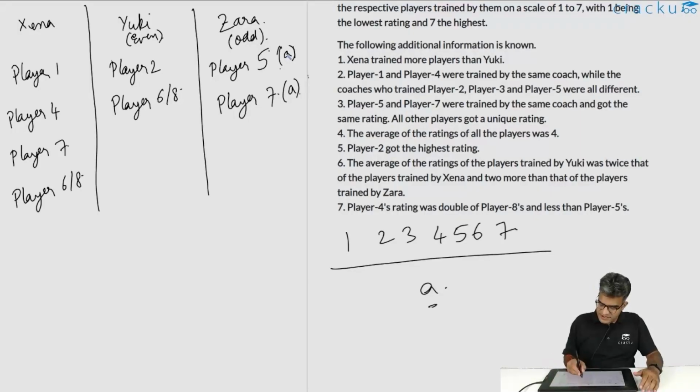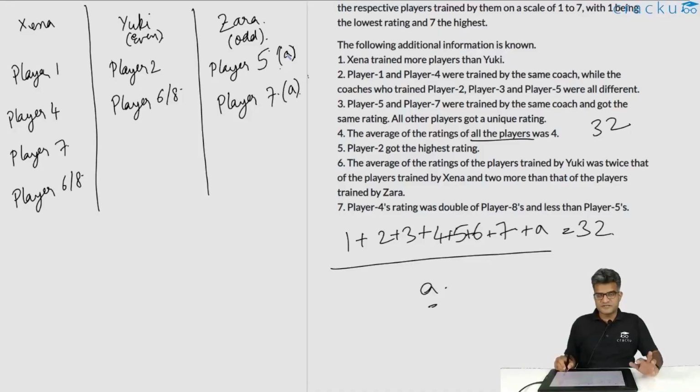Next we are told that the average rating of all the players was 4. If the average rating of all the 8 players is 4, the sum of all of their ratings will be 32. This would imply that 1 plus 2 plus 3 plus 4 plus 5 plus 6 plus 7 plus A is equal to 32, because we have 7 unique numbers and A is one of those 7 numbers which is repeated again. What is the value of 1 plus 2 plus 3 till 7? That is 28. So 28 plus A is equal to 32, or the value of A is 4.